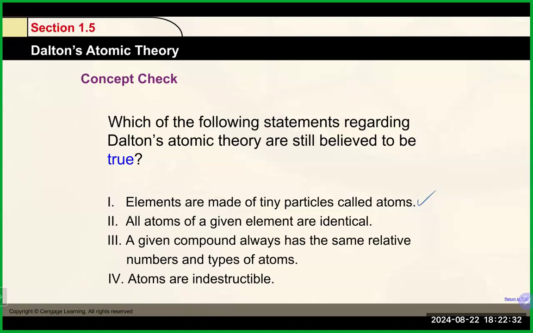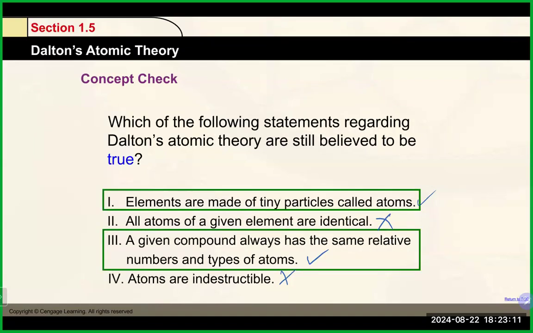Atoms of a given element are identical to each other. As we just talked about, obviously isotopes means that is not so true anymore. A given compound always has the same relative numbers and types of atoms. That is true. And atoms are indestructible. That is also nuclear chemistry. You can change an atom into something else, a different sort of atom, and they are not indestructible in that sense. Otherwise, we wouldn't be able to start with a uranium and end with a plutonium type of element. So the two here off the list that are still true are those guys.